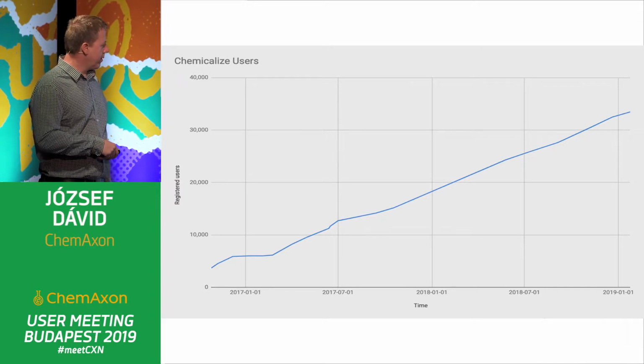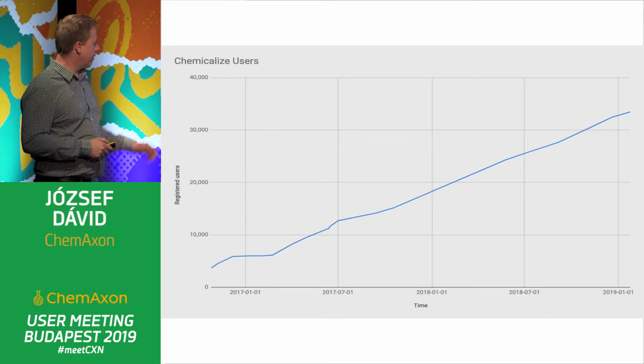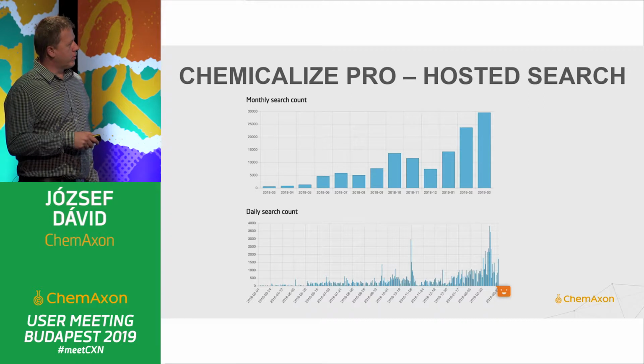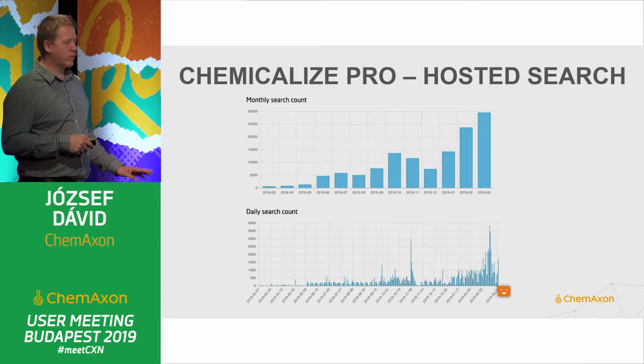Here, maybe the trend is important, that we have a quite linear trend in the number of registered users. This is the hosted catalog search I showed you, and that started roughly a year ago, but it started to take off, you can see, so it's also very promising.